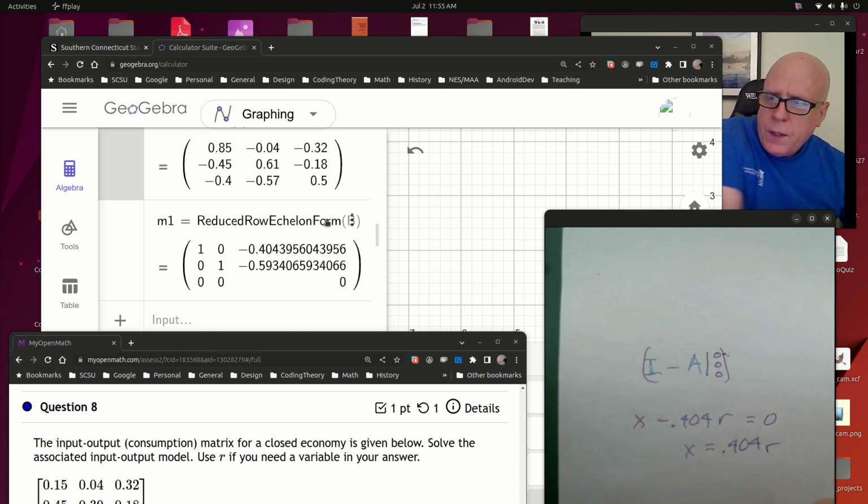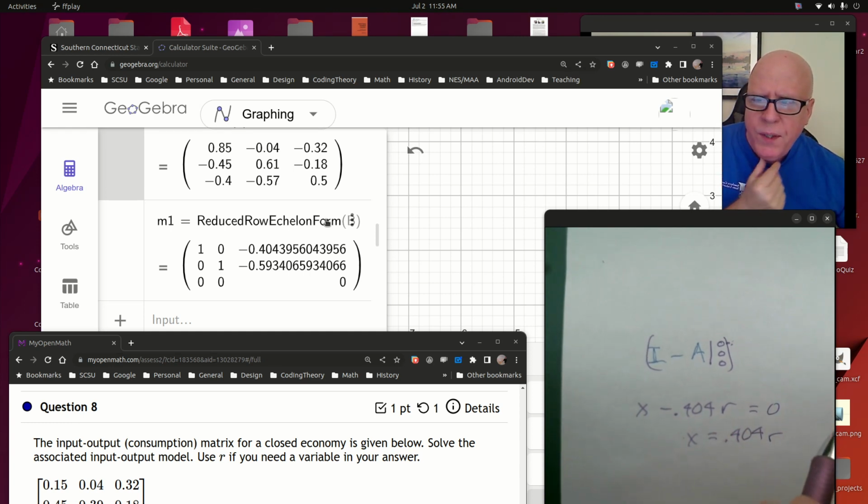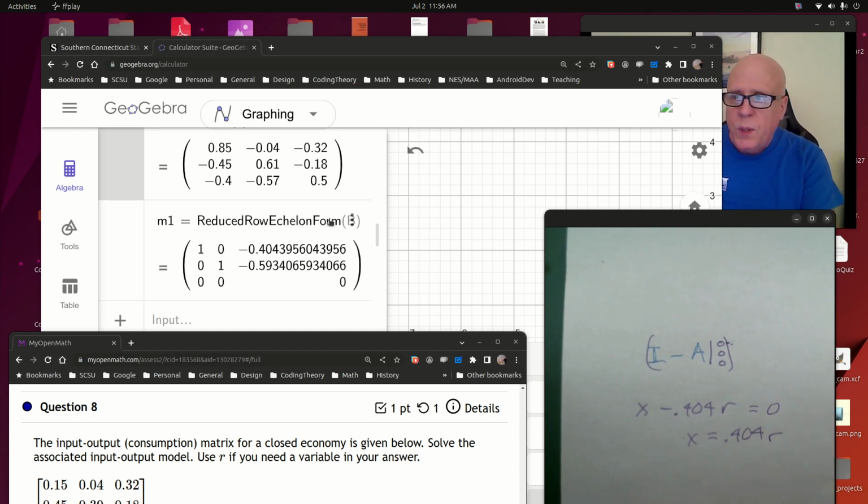Okay. There's a temptation people have to copy all of those numbers, 0.4043956. Oh, it's silly. Don't do that. You see how the input data had 2 decimal places, 2 significant figures? You should only have 2, maybe 3 significant figures in the output.